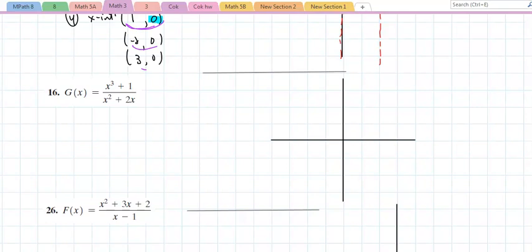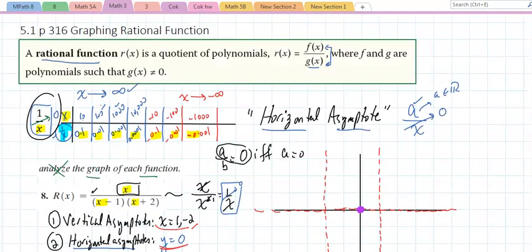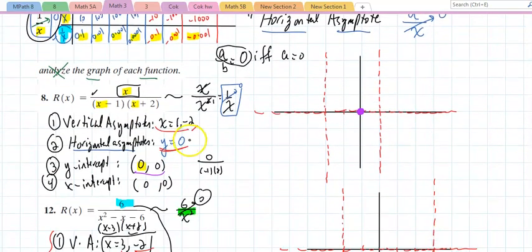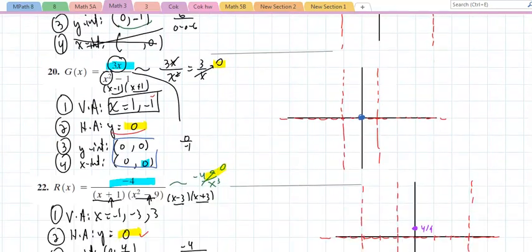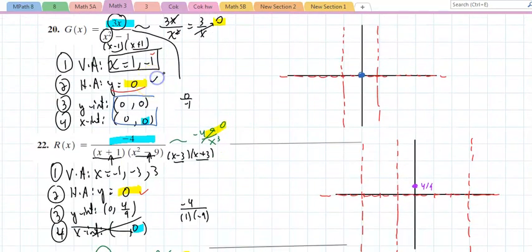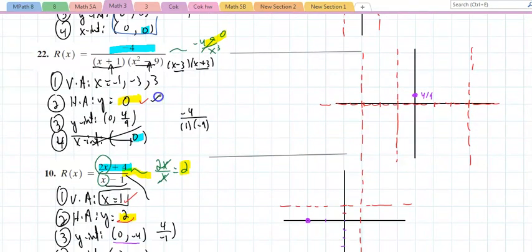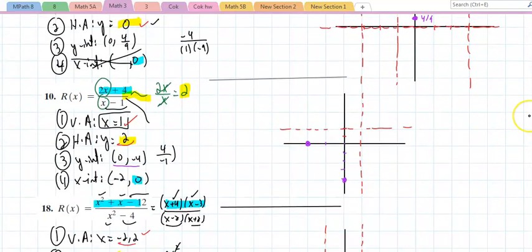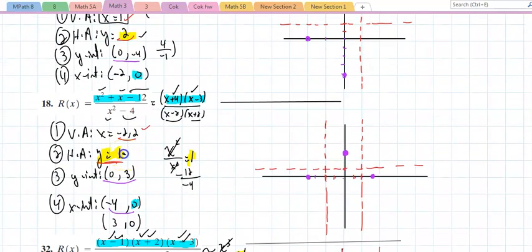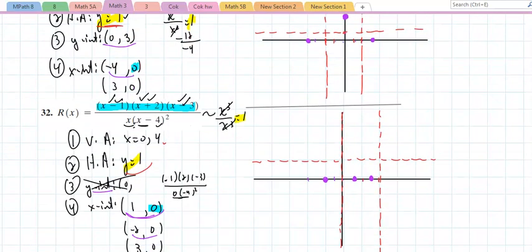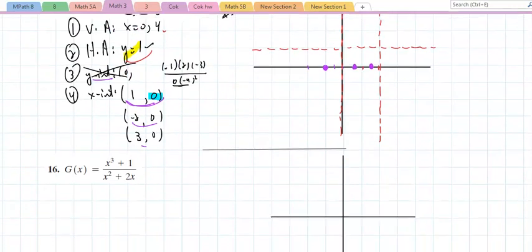Alright, now we're looking at the third different type. So the first type of problems we had, look at the horizontal asymptote. It was 0, 0, 0. Here it's not 0, it's 2. It's 1. It's 1. It's not 0, other than 0.